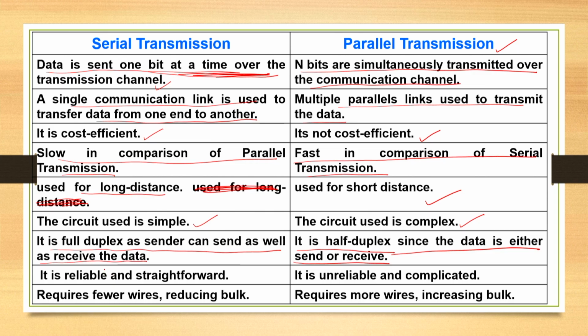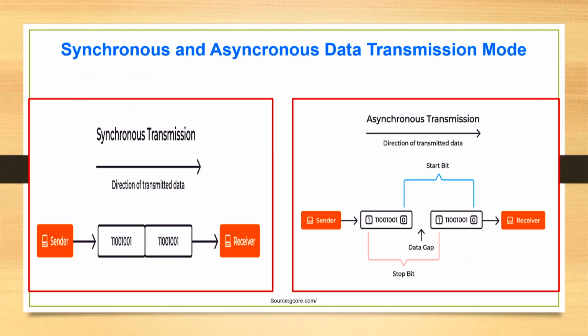Serial transmission is reliable and straightforward, whereas parallel transmission is unreliable and complicated. Serial transmission requires few wires, reducing bulk, whereas parallel transmission requires more wires, increasing the bulk. So this was all about serial and parallel transmission. Next categorization is the synchronous and asynchronous data transmission mode.